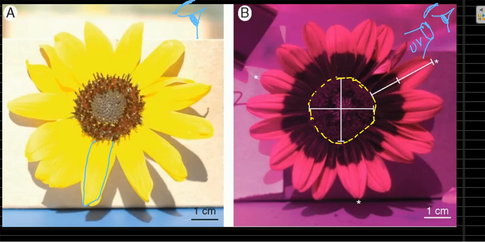So here is our beautiful sunflower seen with our naked eyes, and this is the image when we see our sunflower under UV light. If you look, you will notice that this yellow pigment in the center under UV light is not the same. It means that UV rays are absorbed around the center of the petals, while in the periphery UV rays are reflected back.